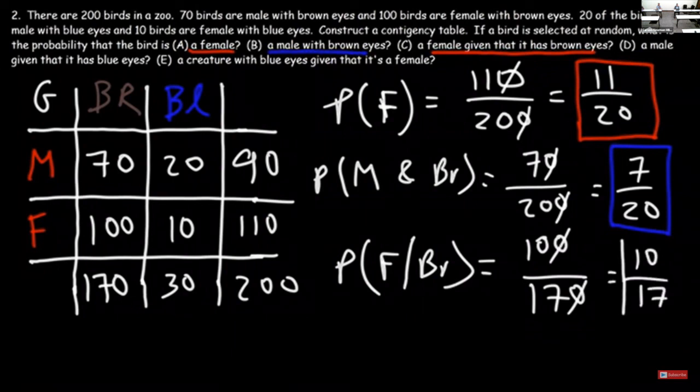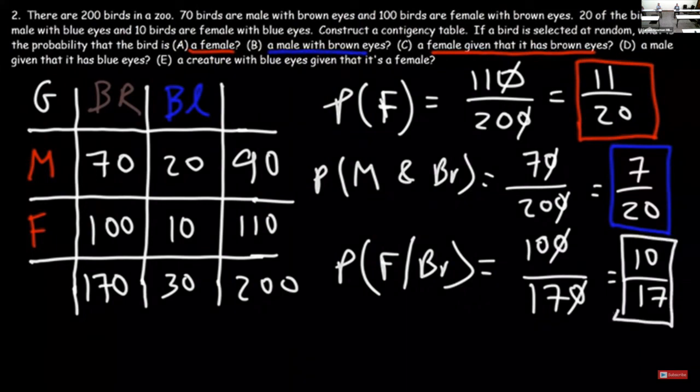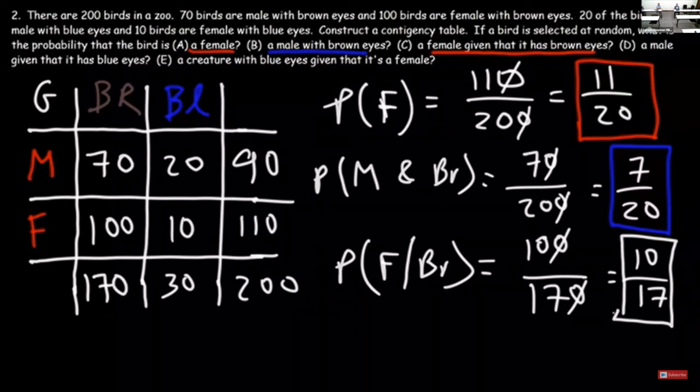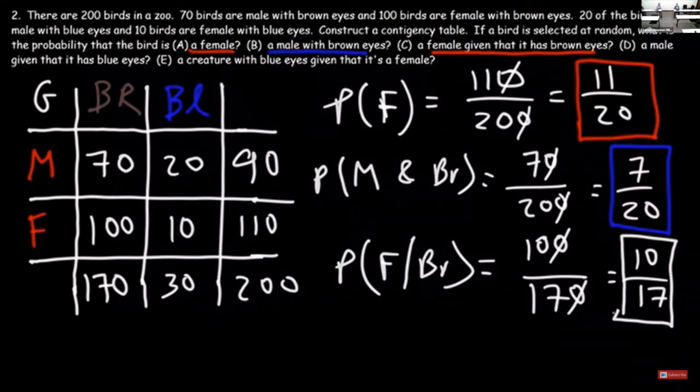Now, if we divide 10 by 17, that's going to be 0.588. So let's talk about what this means. That means there's a 58.8% chance of selecting a bird that is a female, given that the bird has brown eyes. So out of all of the 170 birds with brown eyes, 58.8% of those birds are female. So that's what that means.